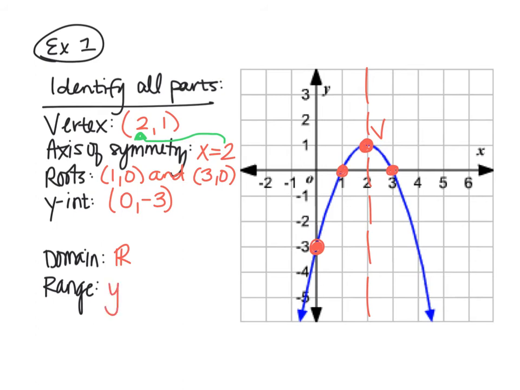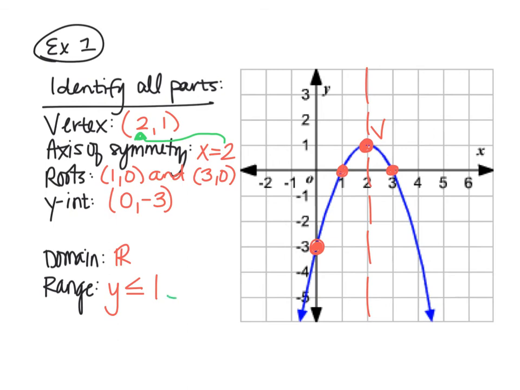Think about it: these arrows tell me that our parabola is going down forever, so my range is going to be less than or equal to. If the parabola opens up, y is greater than or equal to. If the parabola opens down, y is less than or equal to. And then we want to find what is the highest y value? It looks like this y value maxes out at 1. So y is less than or equal to 1.